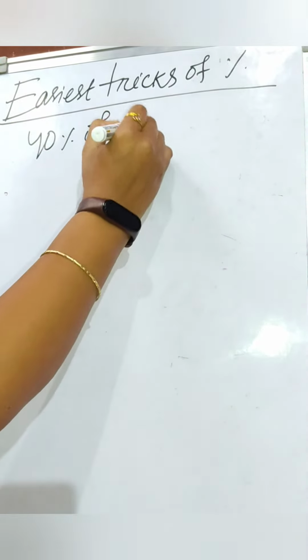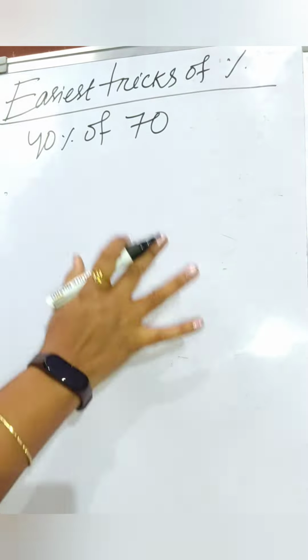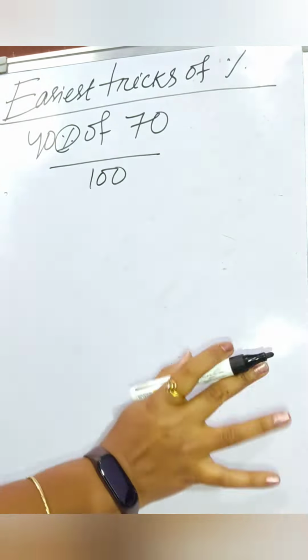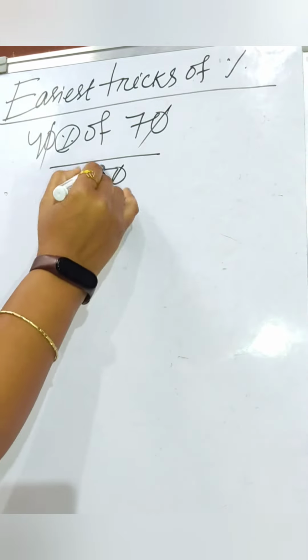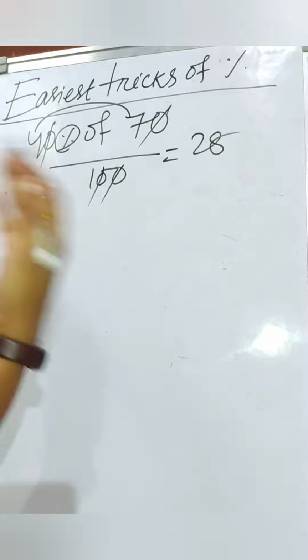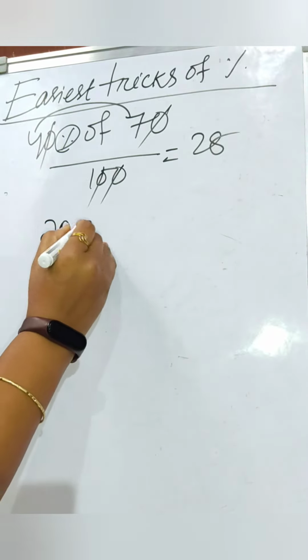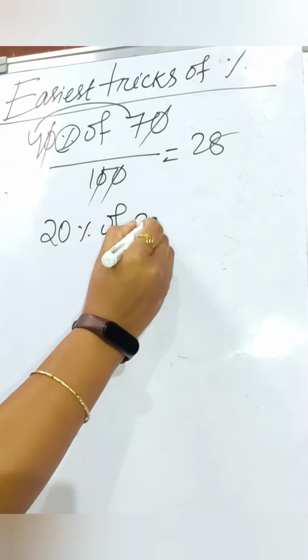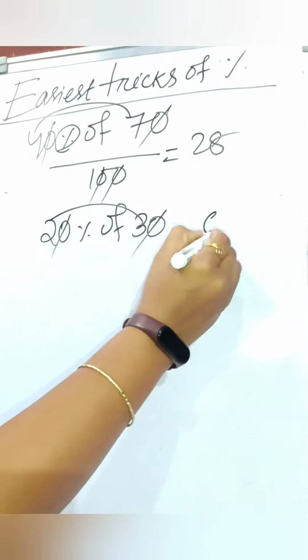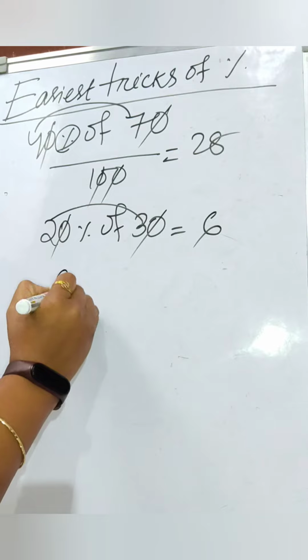So the first question is 40% of 70. As we know, percentage means divided by 100, which means with 1 there are 2 zeros. So just cancel out these 2 zeros of 40 and 70 and just multiply 4 into 7, which is equal to 28. Similarly, 20% of 30. The same way, cancel out the 2 zeros and just multiply the numbers: 2 3s are 6.